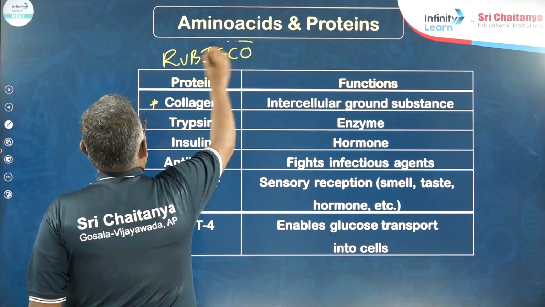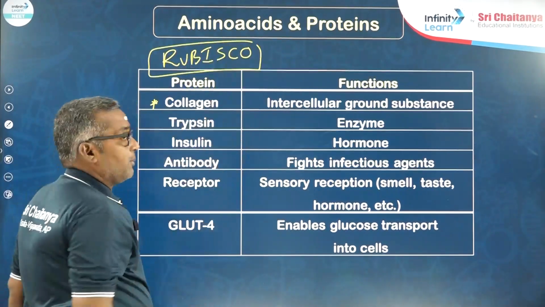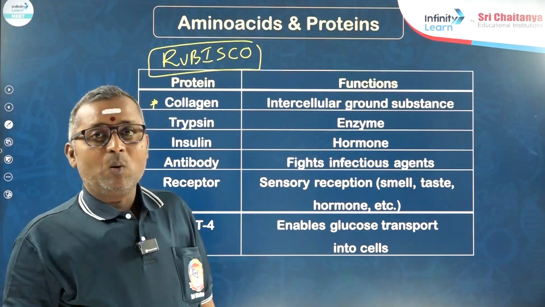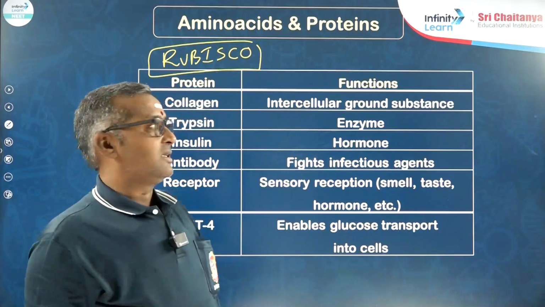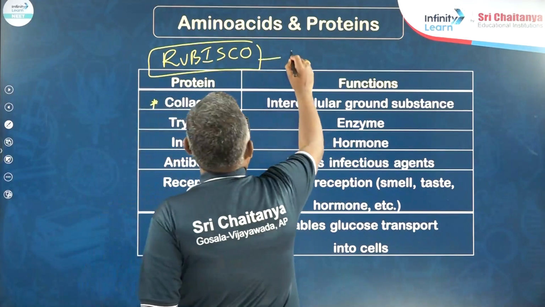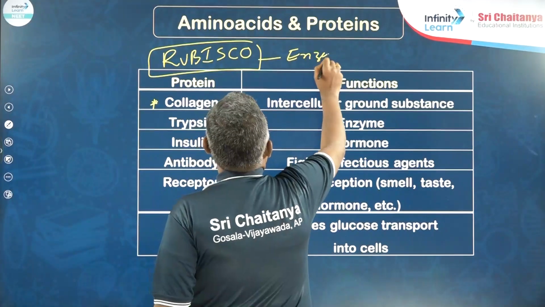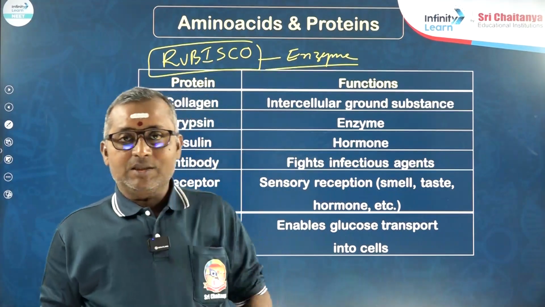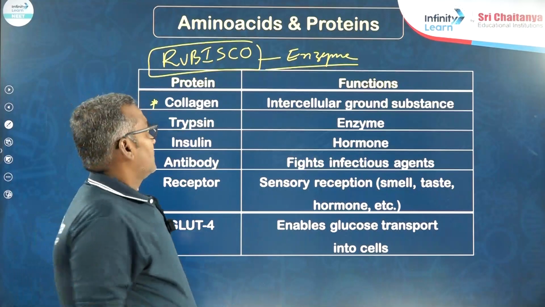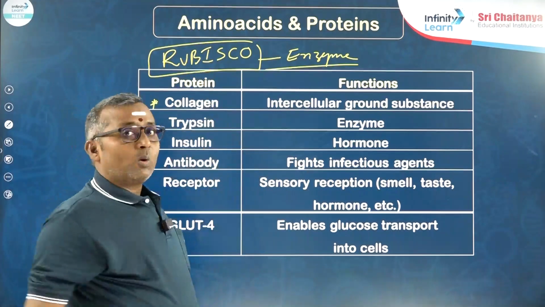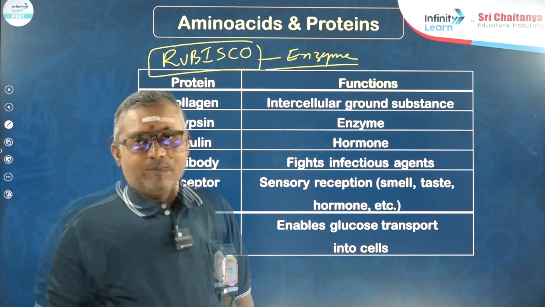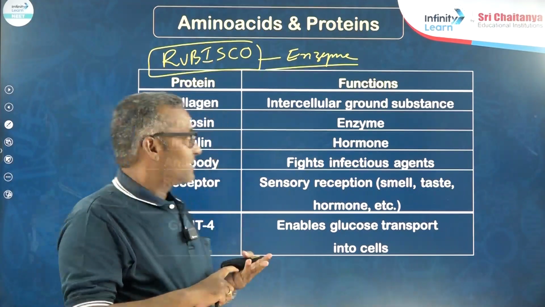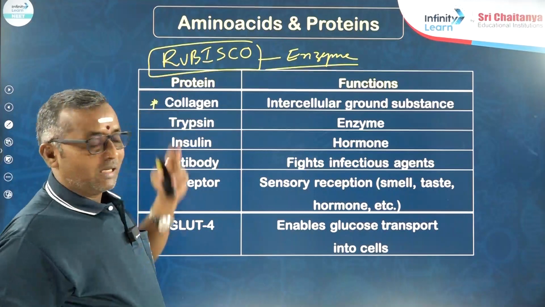What is rubisco? Rubisco is ribulose 1,5 bisphosphate carboxylase oxygenase. It is an enzyme for photosynthesis, the C3 cycle enzyme. So this is the most abundant protein in the biosphere. So some proteins are enzymes, like trypsin, pepsin, rubisco, etc.